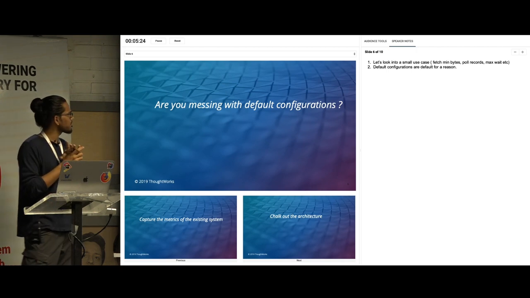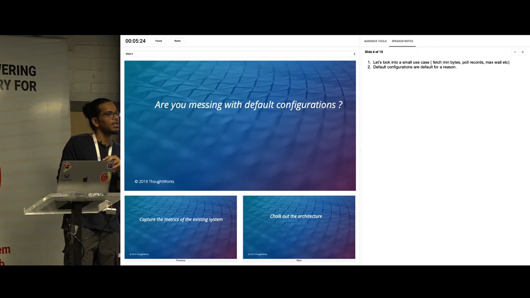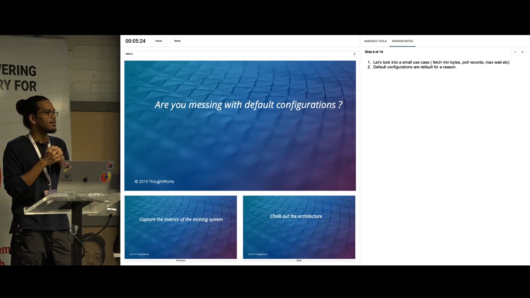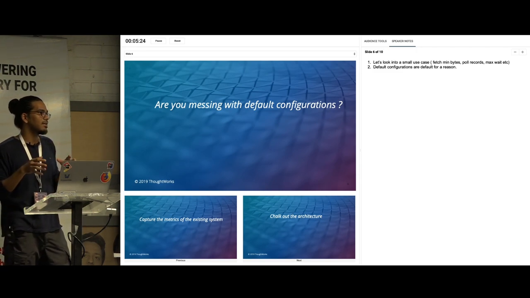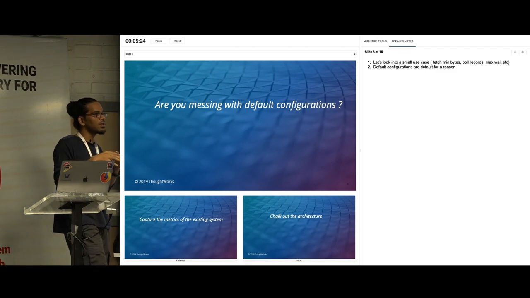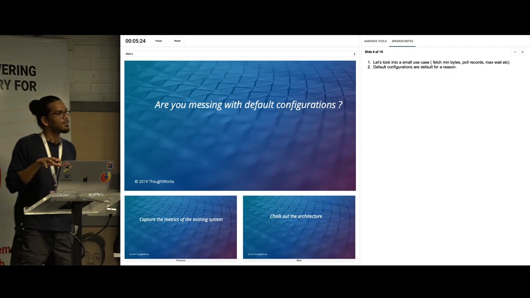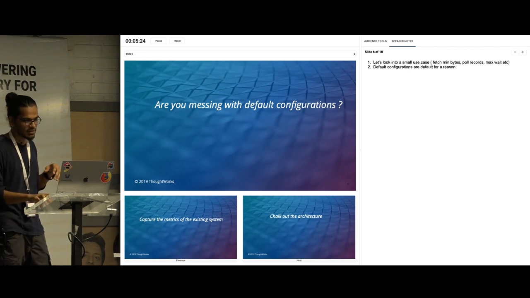And then we felt we were actually going into a deeper mess. So I would say default configurations are default for a reason. They have been tested properly, and they are set for reasons. So without properly looking into your system, do not mess with the default configurations of any distributed system.